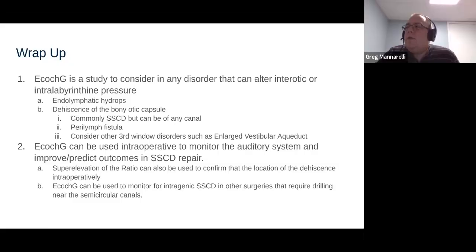Yeah. The one thing I wanted to point out is you use it in all these different disorders, but it's going to be interpreted the same way. You're looking for the same abnormality, whether it's a bony disorder or Meniere's disease or whatever. The norms are the same, the waveforms are the same, and the way you interpret them is all the same. So you don't have to learn different interpretations for different applications.